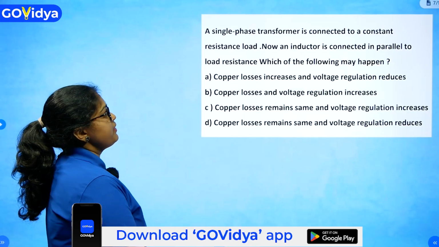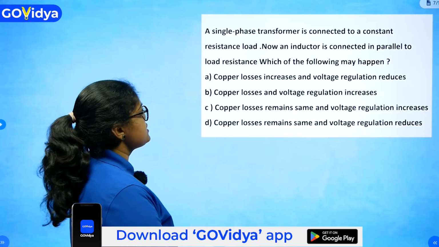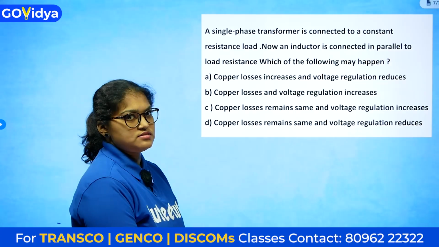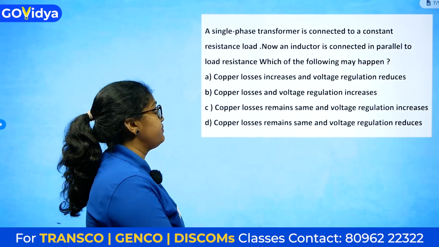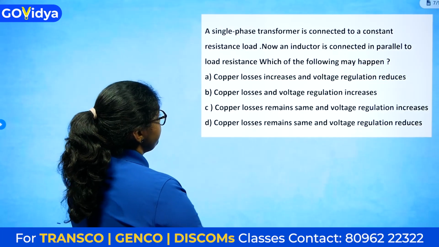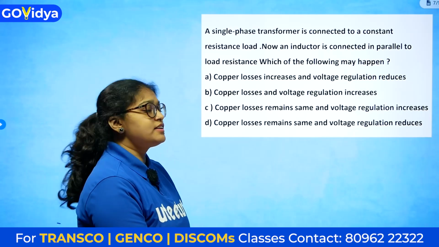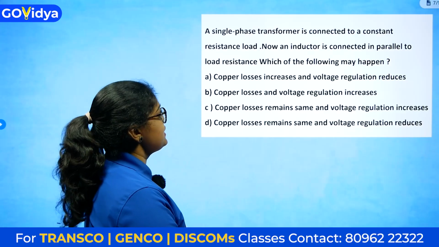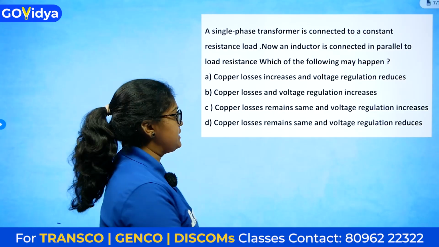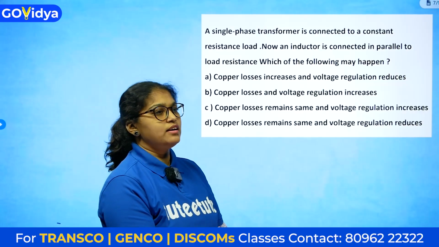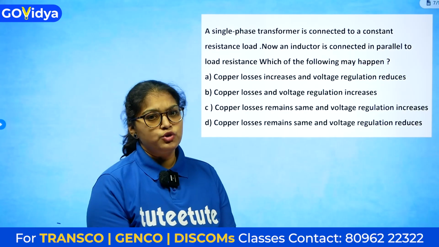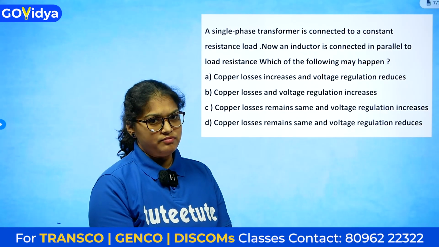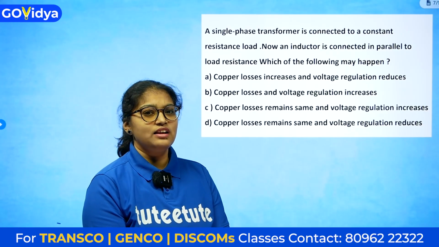A single phase transformer is connected to a constant resistance load. Now an inductor is connected in parallel to the load resistance. Which of the following may happen? So the transformer was already connected to the constant resistance load, but apart from that, an inductor is also connected in parallel. What happens? See, when the inductor is connected in parallel, reactive power will come into the picture. Due to the reactive power, the current will be very large.